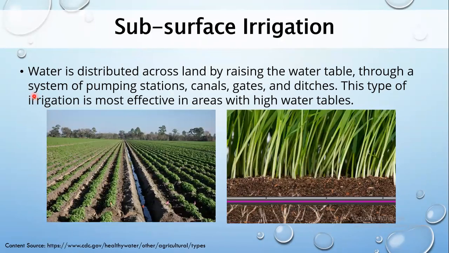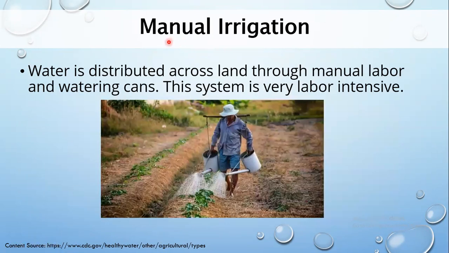Okay? Next, the subsurface irrigation. Water is distributed across the land by raising the water table through a system of pump stations, canals, gates, and ditches. This type of irrigation is most effective in areas with high water tables. So, ito naman yung itsura ng subsurface irrigation. Pwede din siyang, as makikita ninyo, meron siyang pipe network, then may mga holes na nasa ilalim, okay, nasa subsoil or nasa subsurface yung irrigation. Maganda to kasi hindi directly na nasa ibabaw yung water, no? Mas mami-minimize natin yung evaporation of water.